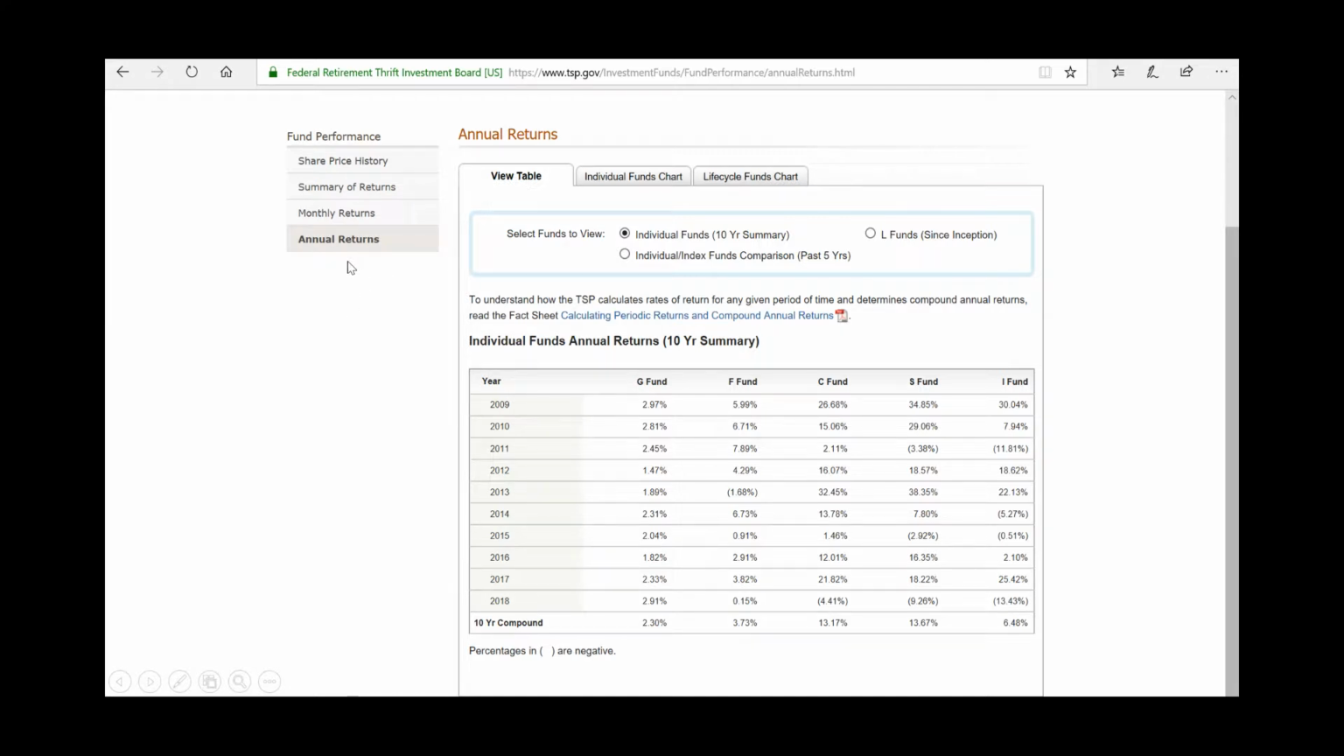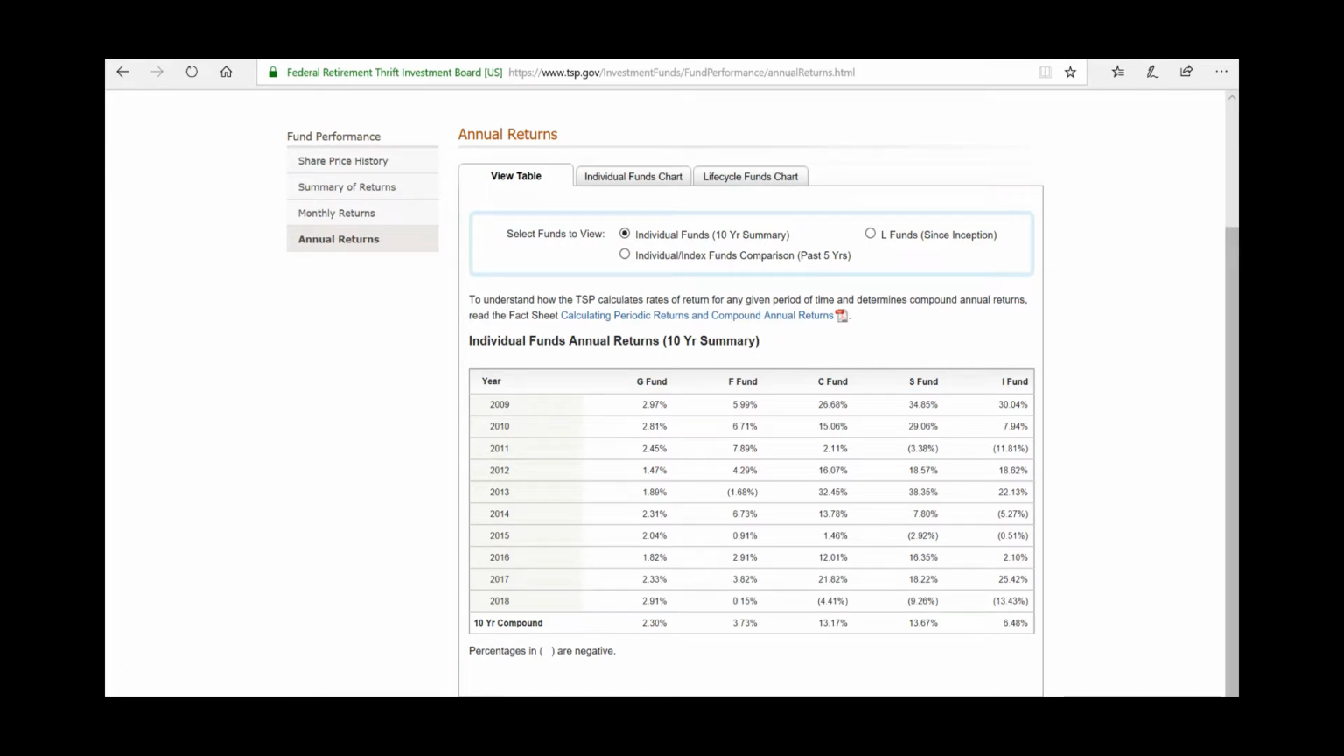But when you get there, you can hit monthly returns or share price history. I usually do monthly returns, and then I'll hit the annual returns link right here, and that'll take me to this view. So I can see a 10-year return history of each of these funds. The 10-year compound history of the funds is seen right here. So as you see, the C, S, and I funds have the best performance over the last 10 years, and the S fund leads that.